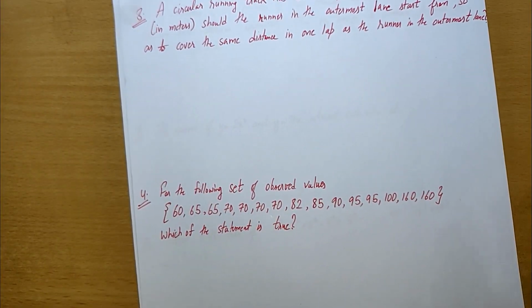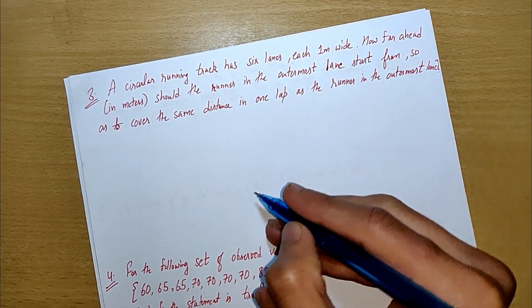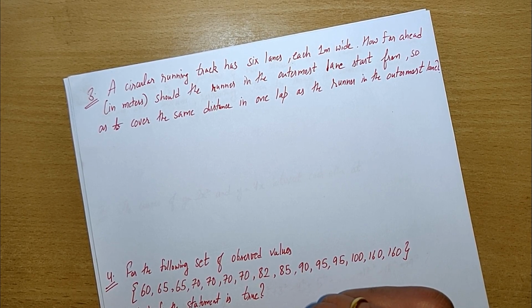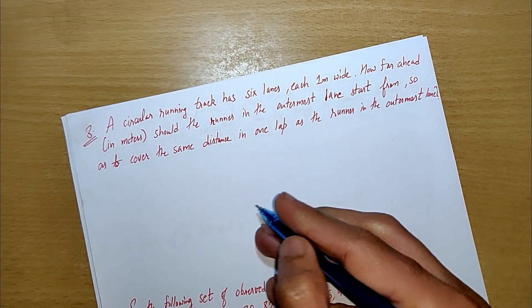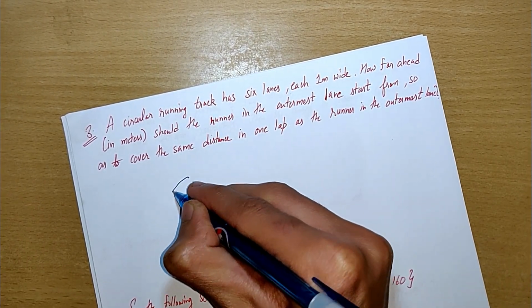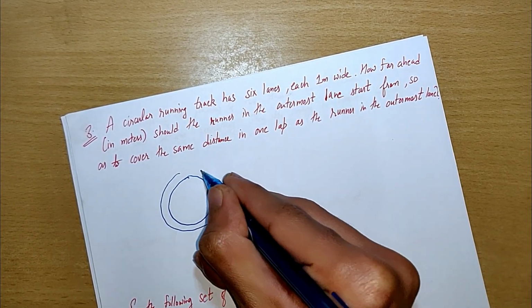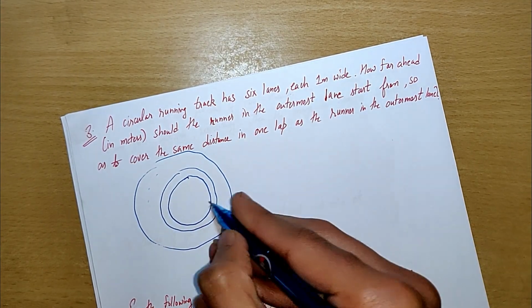Now next question. A circular track has 6 lanes, each 1 meter wide. How far in meters should the runner in the outermost lane start ahead of the runner in the innermost lane, so as to cover the same distance in 1 lap? So we have 6 circular lanes. Take a circle like this, we will have 6 lanes. Okay, I'm not drawing all the lanes.